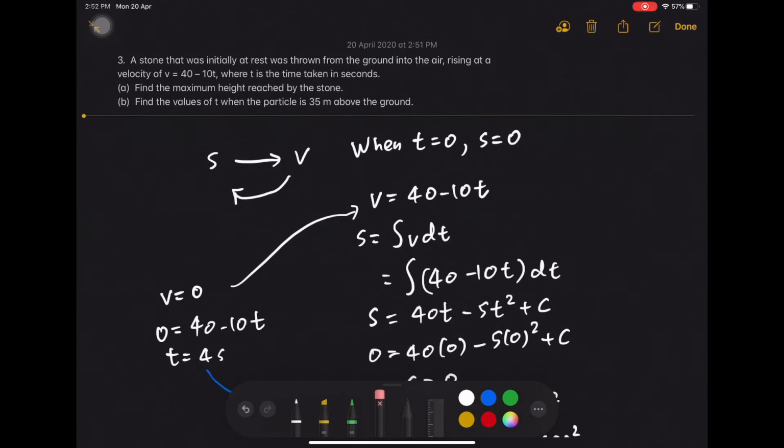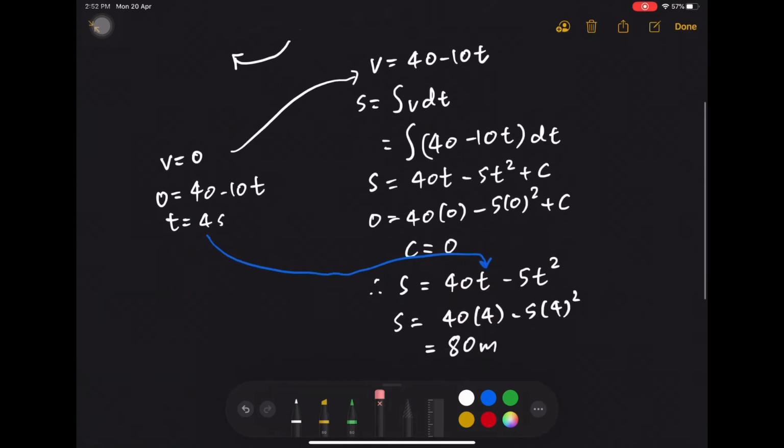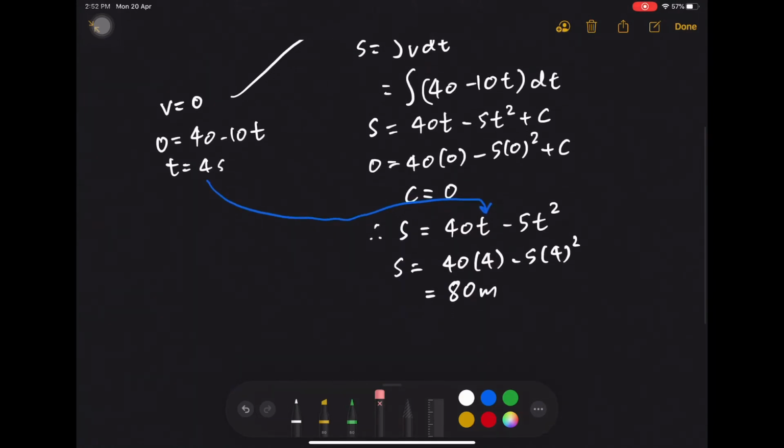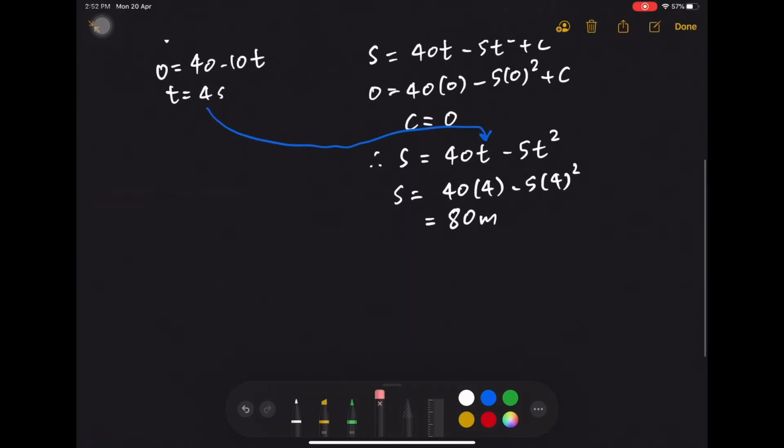And for the second part of the question, they want me to find the values of t when the particle is 35 meters above the ground. 35 meters is the displacement, so we're going to use the displacement equation to straight away find my value of t. So we're going to write it here. So you have your 35 meters.